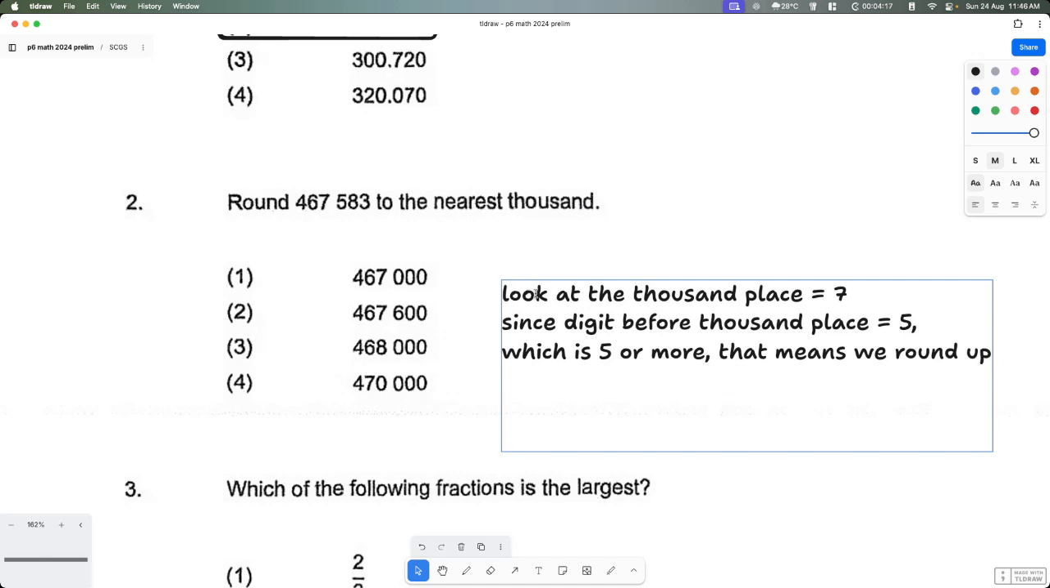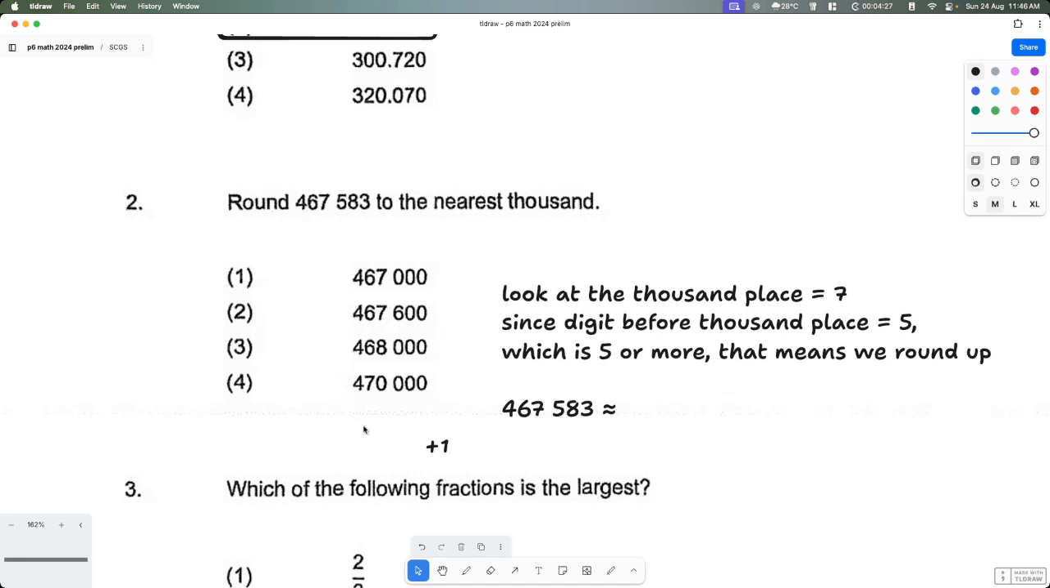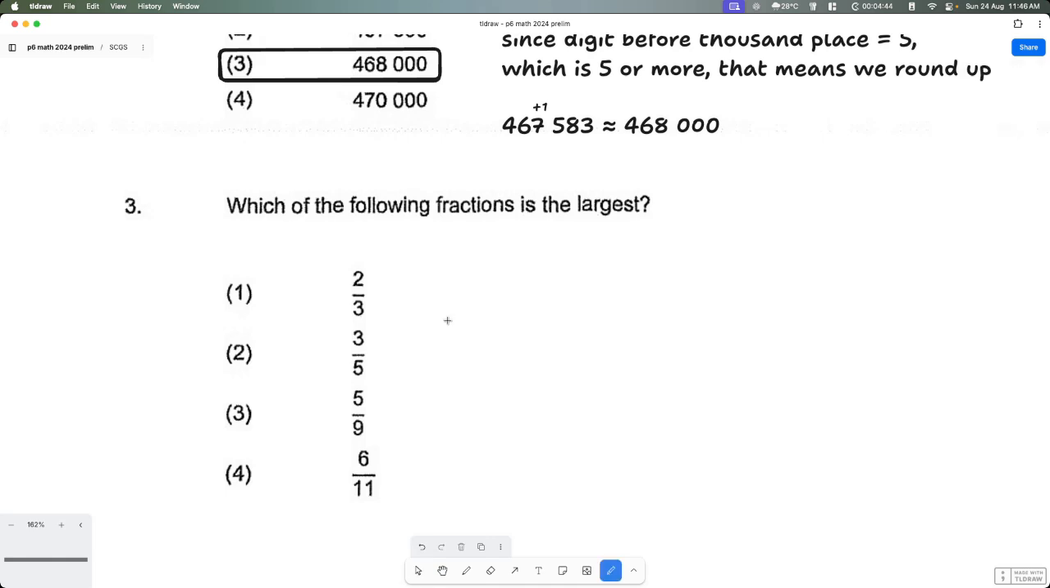So in this case, we look at the thousand place and round up to the nearest thousand. We just add 1 to the 7, so that means it's 468,000. Oops, not 7, but it's 467 rounded up. So option number 3, 468,000. Okay, let's move on to question number 3.